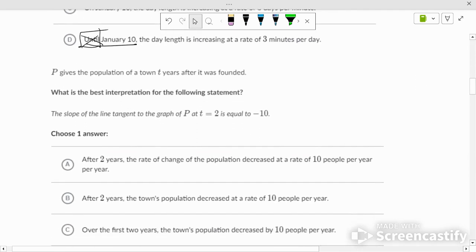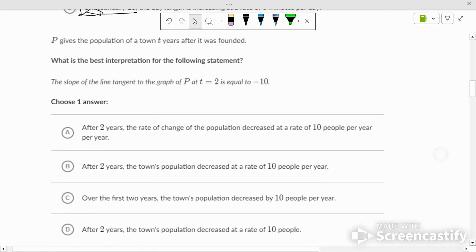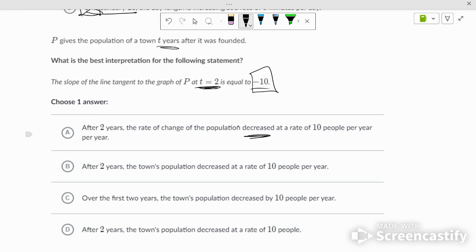Let's do one more. The population of a town t years after it was founded. So the slope of the tangent line at t equals 2 is negative 10. Negative 10 means that we're decreasing. Time equals 2 is, in this case, 2 years, because we're talking about years. So after 2 years, the population decreased at a rate of 10 people per year. That sounds good. After 2 years, the town's population decreased at a rate of 10 people per year.